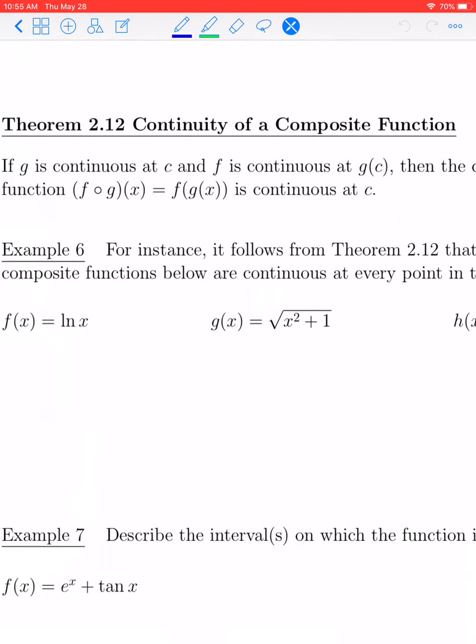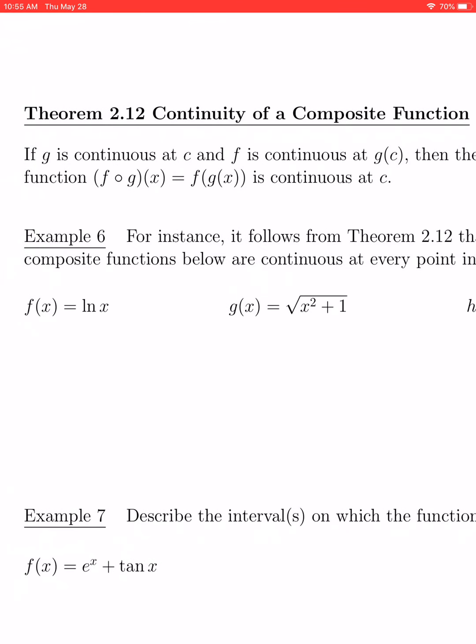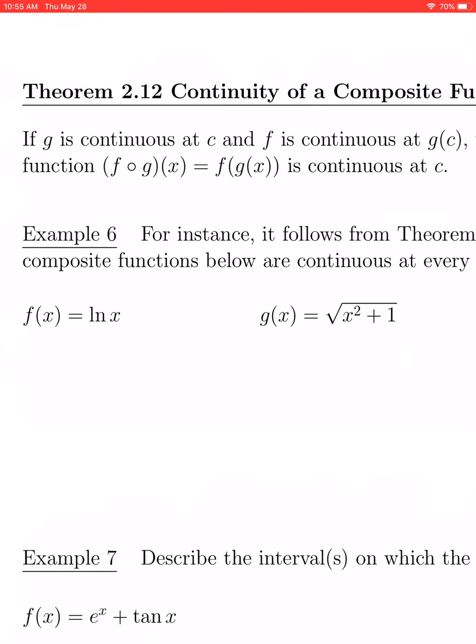The next result we have is that of continuity of a composite function. Let's suppose that g is continuous at x equals c, and that f is continuous at the value g of c. Then the composition function, f composed with g of x, will also be continuous at x equals c. So if we take the composition of continuous functions, the result will be continuous.